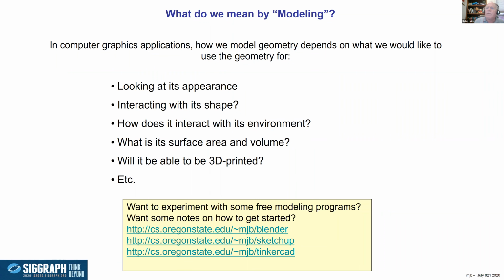Does it interact with the environment? Are you going to ask it to fall down a flight of stairs and bump and roll? Do you care about things like its surface area and its volume? That is, are you looking to get some mechanical properties out of this? Will you want it to be 3D printed? And we'll talk about that a little bit, because there are some special things you need to do if your model's going to be 3D printed.